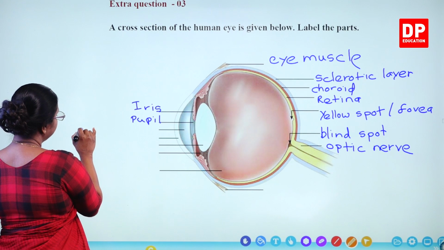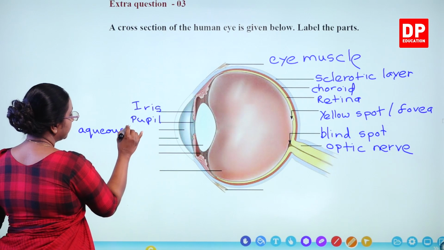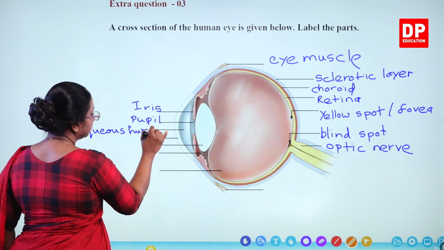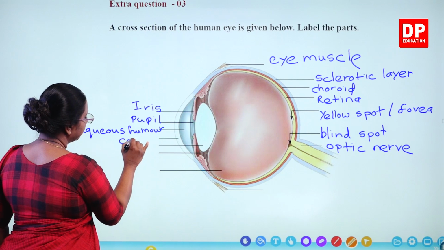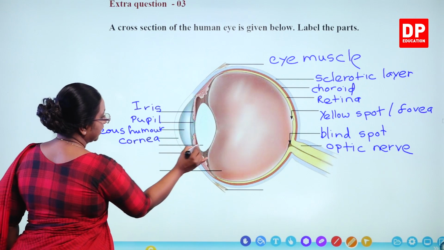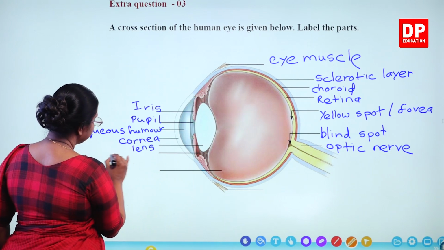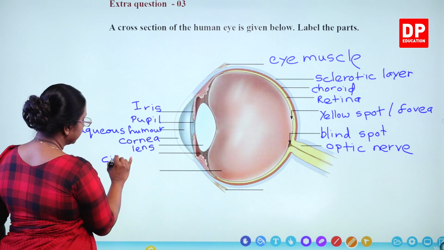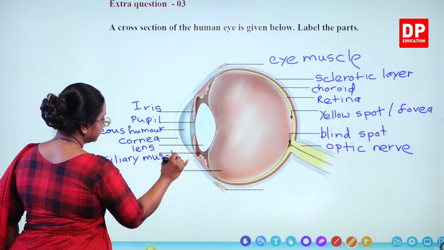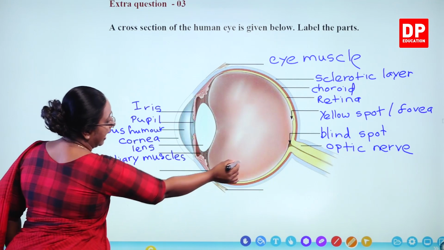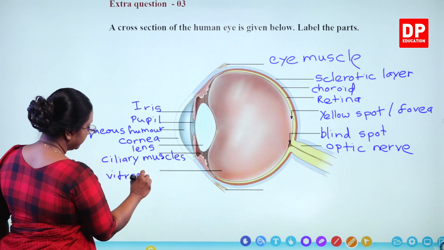So, here we have aqueous humor. That is this. Then this is the cornea. And here we have the lens. And what is this? These are the ciliary muscles. Those are these. And finally here we have vitreous humor.